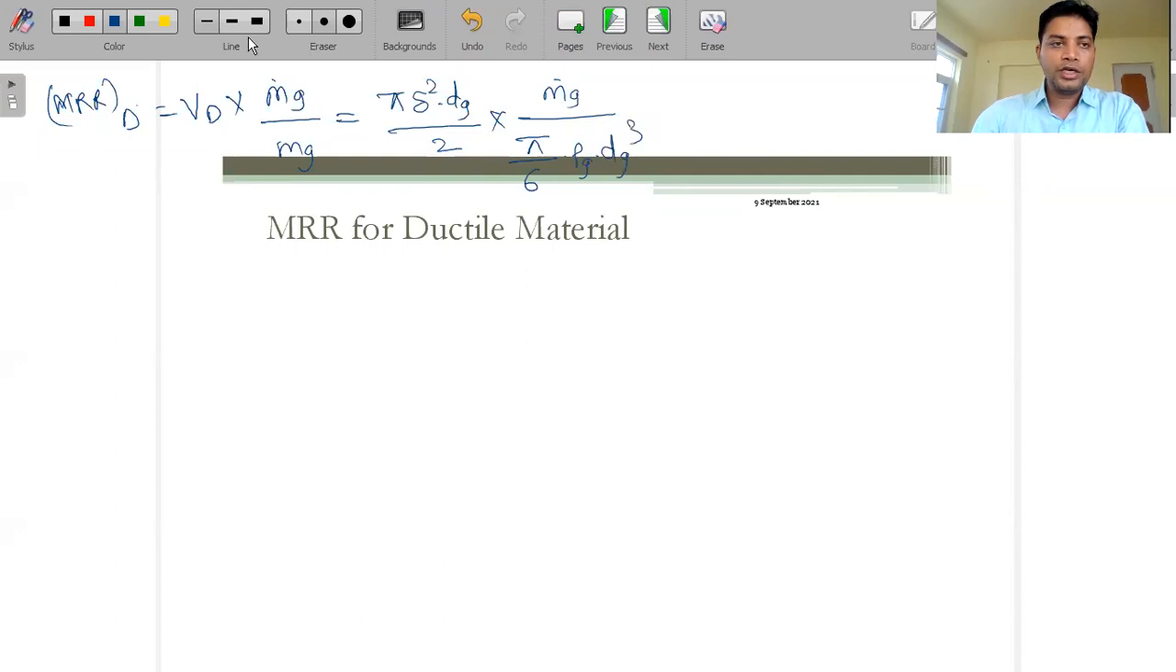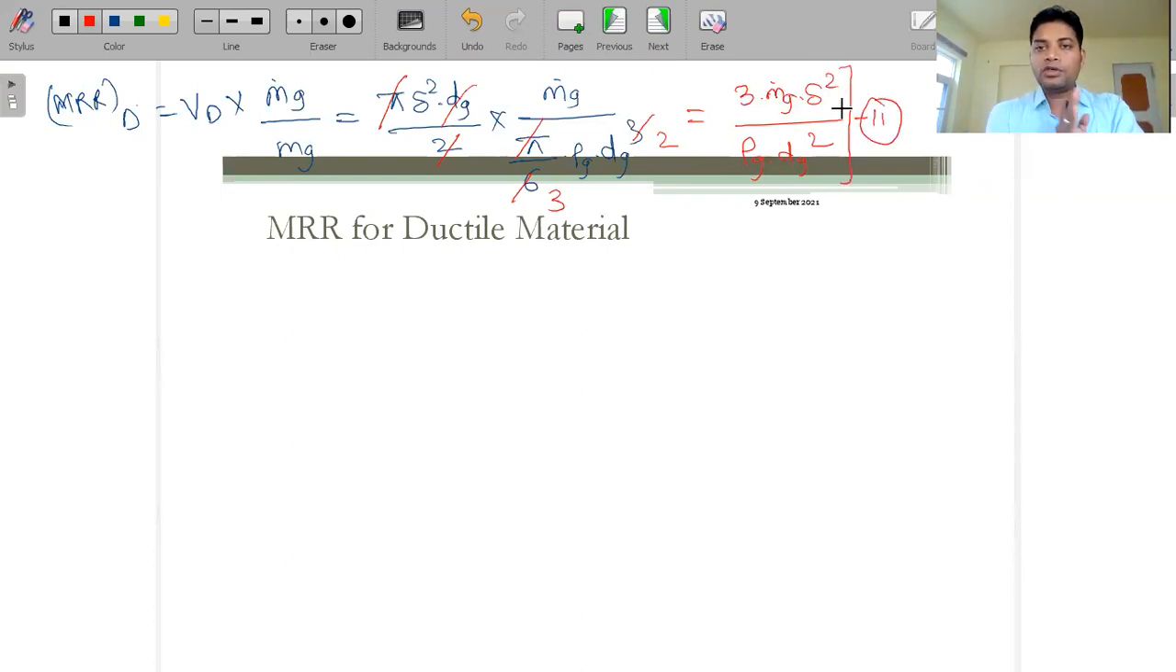Okay guys, so here pi will be cancelled out, it will become 3. This dg will also be cancelled out, so it will become a square, and the 3 goes upside. So this is 3 into m dot g into delta square upon rho g into dg square. So this is in terms of delta. Okay, so this is equation number 11.